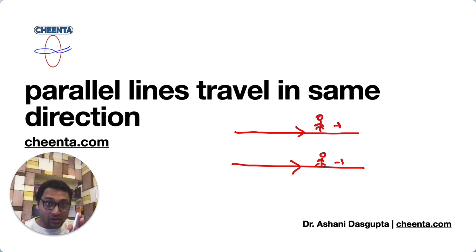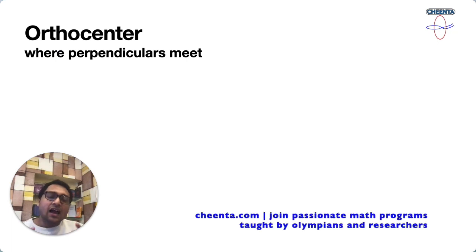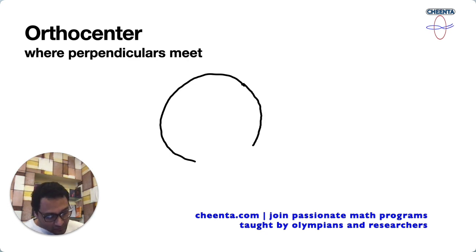Now let's talk about the problem that we can solve by this way of seeing parallelism. It's very simple, but first I have to say what is an orthocenter. In fact, I will draw the main diagram of this problem. To do that, let me first draw a circle. You can also draw it by pausing the video, and then draw a cyclic quadrilateral like this: A, B, C, D.